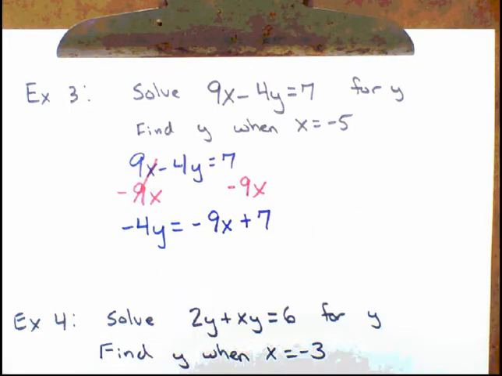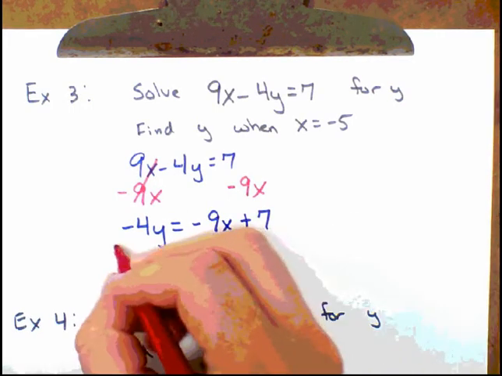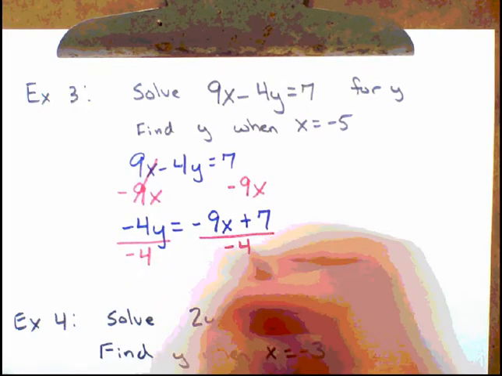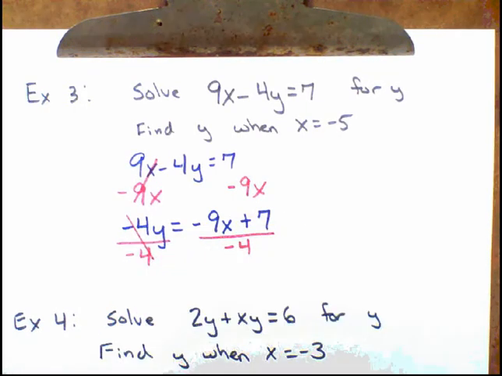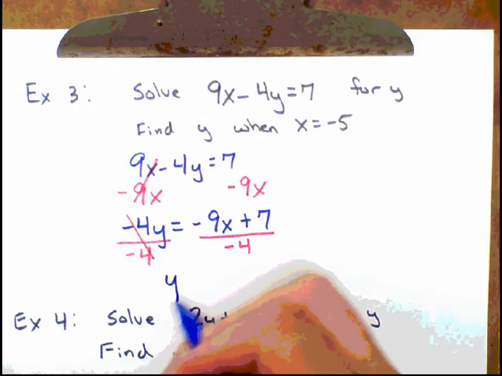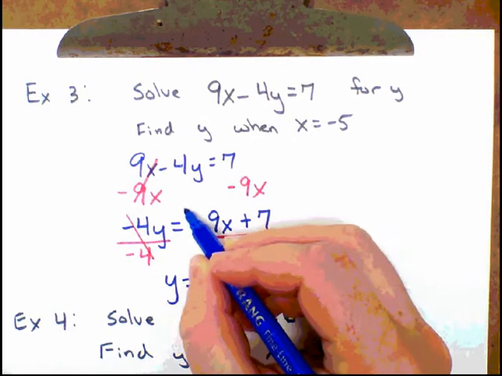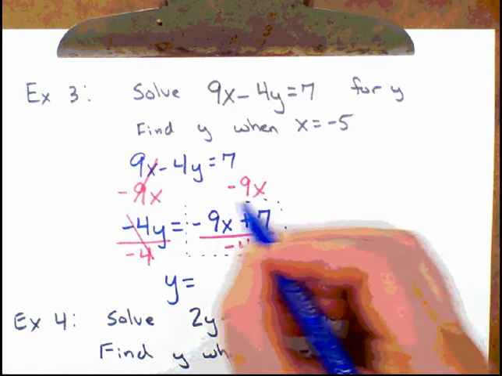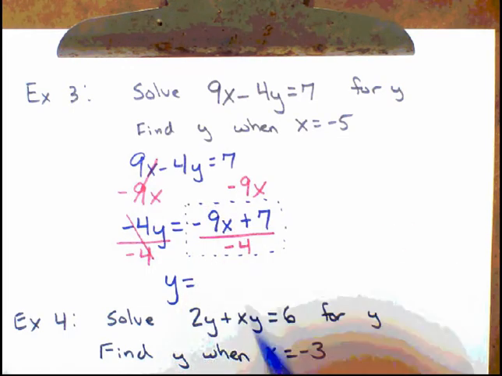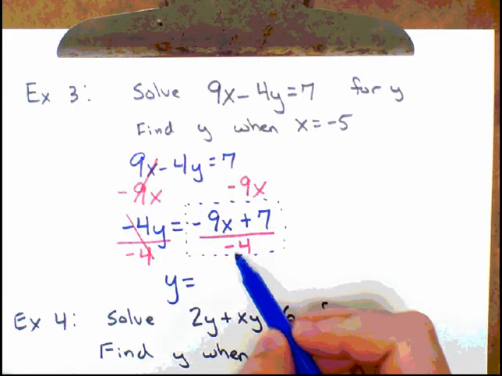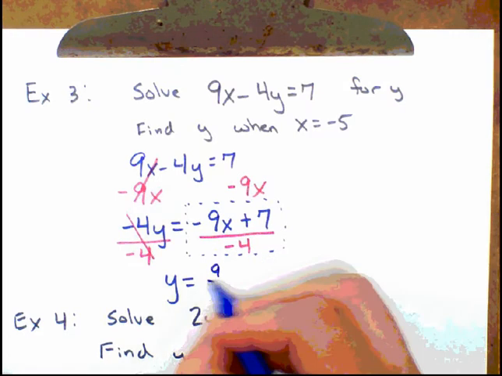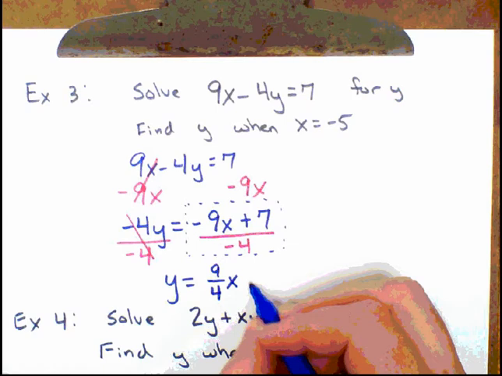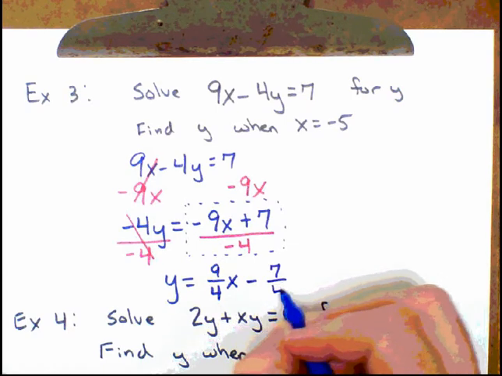And then the last and final step, just like the perimeter problem, get rid of this negative 4 by dividing it to both sides. You do that, they cancel, and you get y equals, and you could leave your answer like this if you wanted to. That's perfectly fine for right now. Later on we'll want to simplify it, or you could say negative 9 divided by negative 4 is positive 9/4 x, and then 7 divided by negative 4 is just negative 7/4.